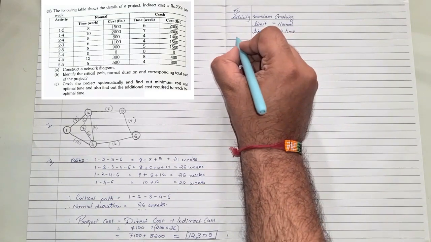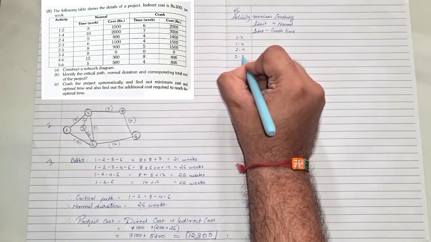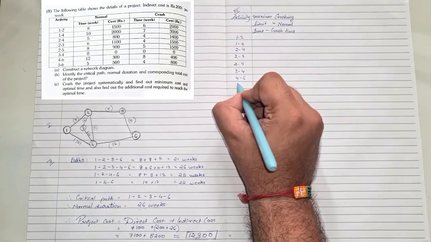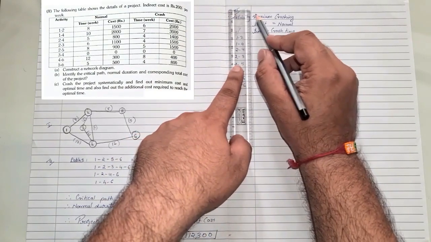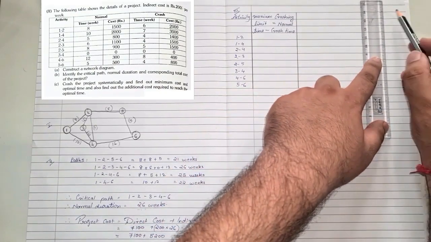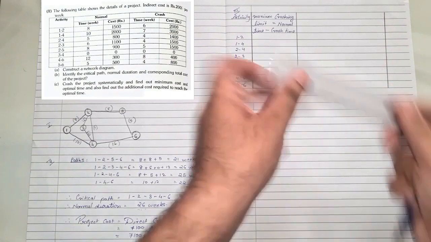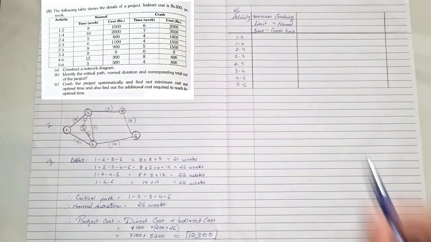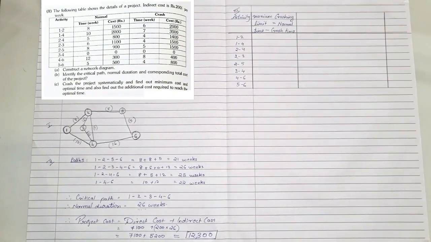First, in activity, I'll note down the activities which are there in the question. It's given 1-2, 1-4, 2-4, 2-3, 2-5, 3-4, 4-6 and 5-6. So I'll make columns here, and a horizontal line too. So the maximum crash limit we found. The next column will be the slope. We need to find the slope of the cost.